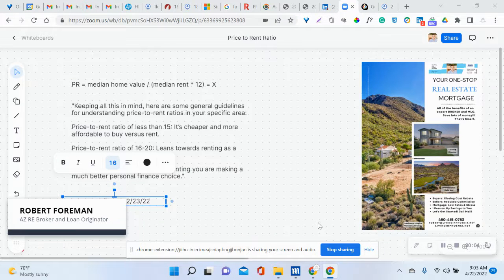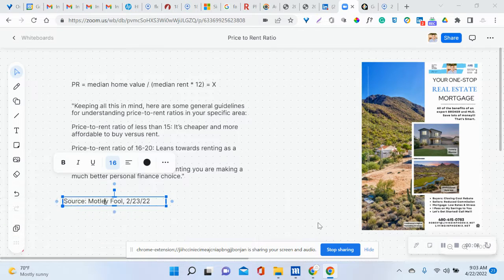This is Robert Foreman. I am an Arizona real estate broker and MLO. And this little screencast is going to address price to rent ratio. What is it? What does it do? And what's it saying about some select communities in the Phoenix market?